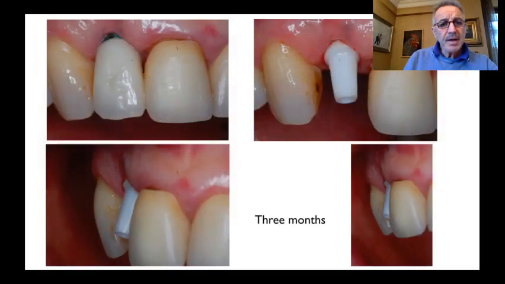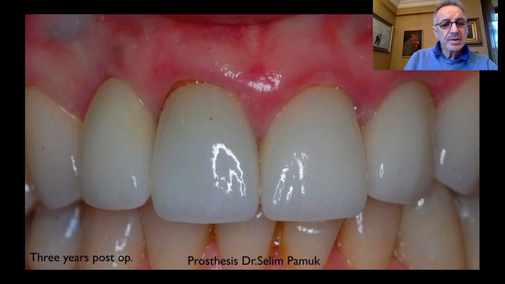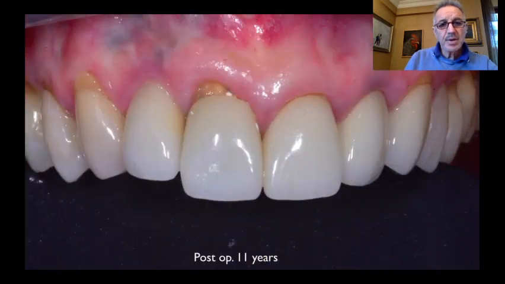Then I placed a temporary crown on it, then waited 3 months. This is the situation after 3 months. And my prosthodontist colleagues performed some ceramic restorations on this area. And this is the situation 3 years after the operation, with implant prosthetics and the other full ceramic crowns. And the patient came back after 11 years in this situation.